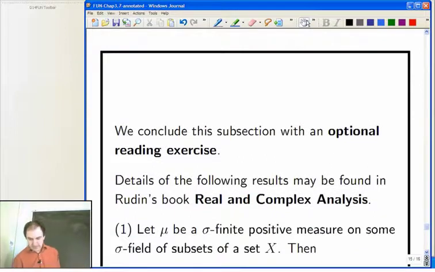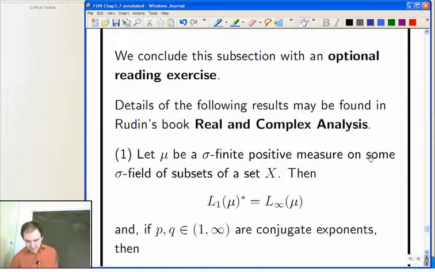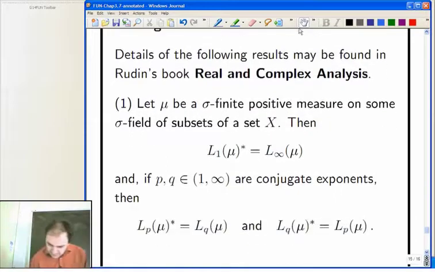So the rest of this subsection is an optional reading exercise. I want to say something about it because it does fit and maybe motivate a bit some of the measure theory stuff I've handed out. You'd have to read up on this in Real and Complex Analysis to know what's going on. But those of you who did the measure and integration module will know that if you've got a measure, you can integrate against it and so on.